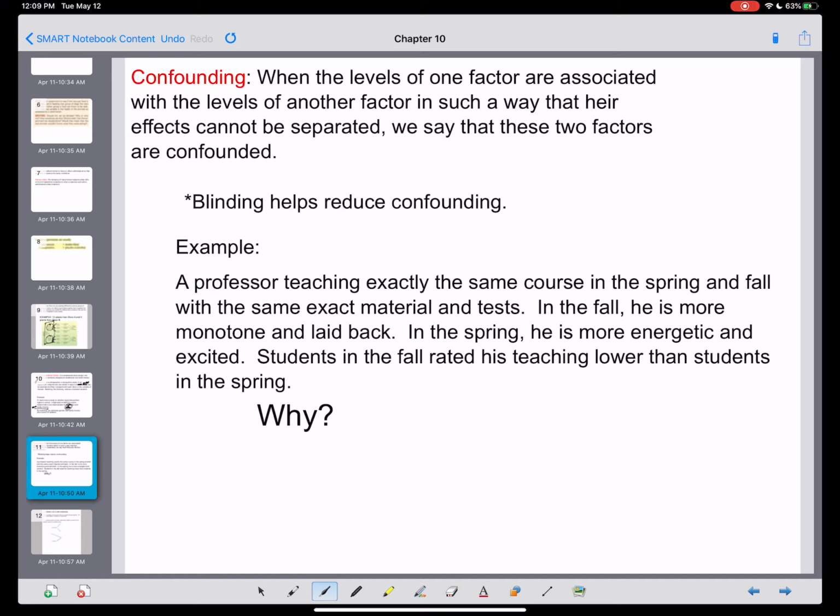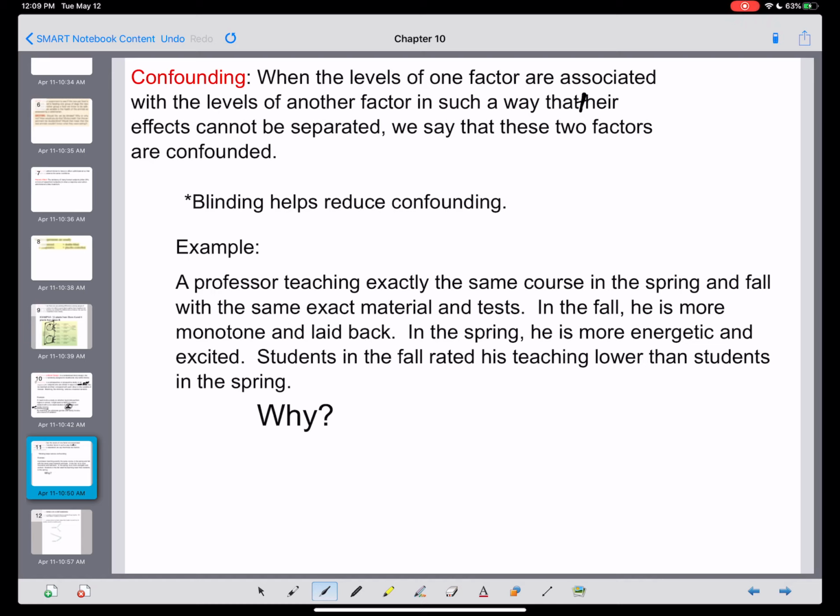Confounding. When the levels of one factor are associated with the levels of another in such a way that their effects cannot be separated, we say that these two factors are confounded.